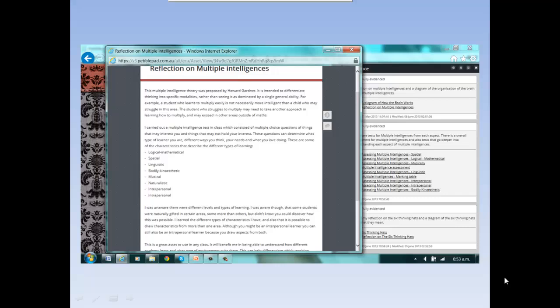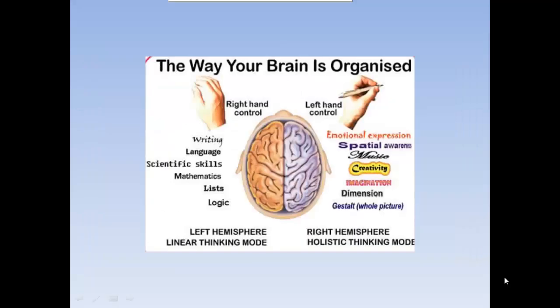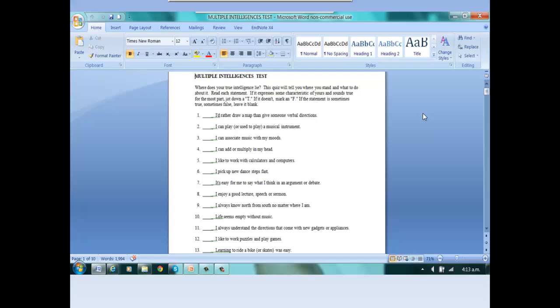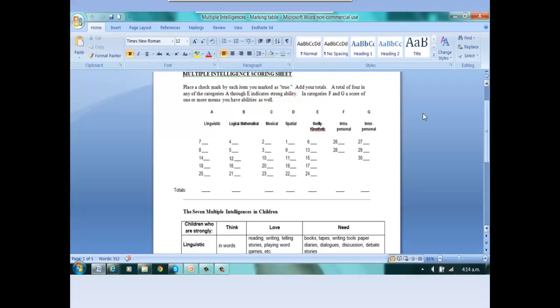It's just here on how students learn. And this is a picture of what it looks like, the organization of multiple intelligence in the brain, pretty much. There are also multiple intelligence tests just over here, just heaps of multiple intelligence tests. This is an overall multiple intelligence test, which looks at all the aspects of multiple intelligence.